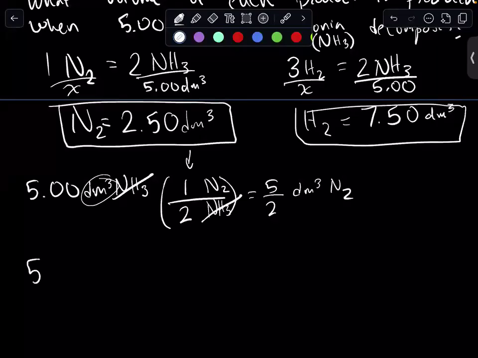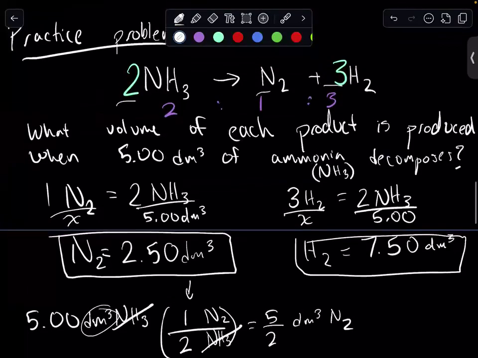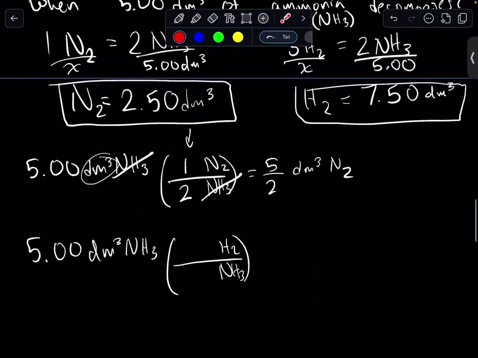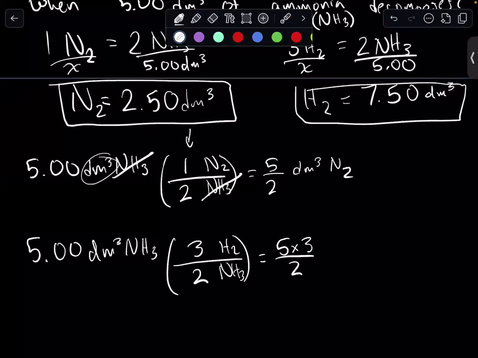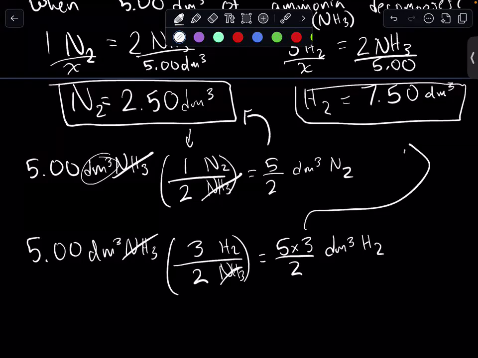It'll work with hydrogen as well: 5.00 decimeters cubed NH3, big parentheses. I want to get rid of NH3 and I want to convert to H2. And then once again, I use the coefficients, 3 with that H2 and 2 with NH3. And that becomes 5 times 3 divided by 2. NH3 cancels out, decimeters cubed H2, which gives me the same values that we found up here.